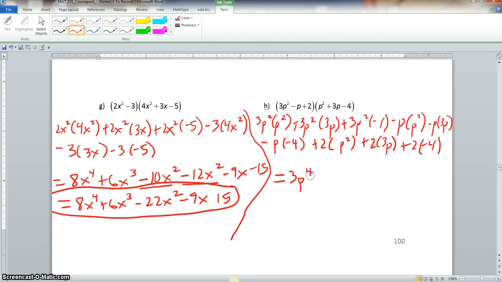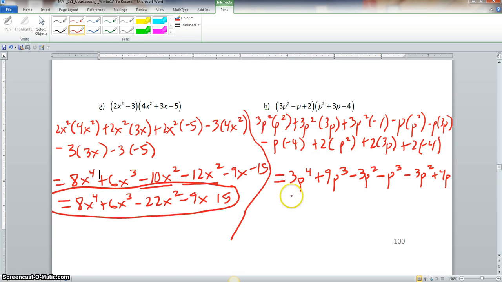Okay, again, that's 3p to the 4th power. 3p squared times 3p is a positive 9p cubed. Then now we take 3p squared times a negative 1, which will give us a minus 3p squared. Negative p times p squared will give us a negative p cubed. Negative p times 3p will give us a negative 3p squared. Negative p times a negative 4 is a positive 4p.